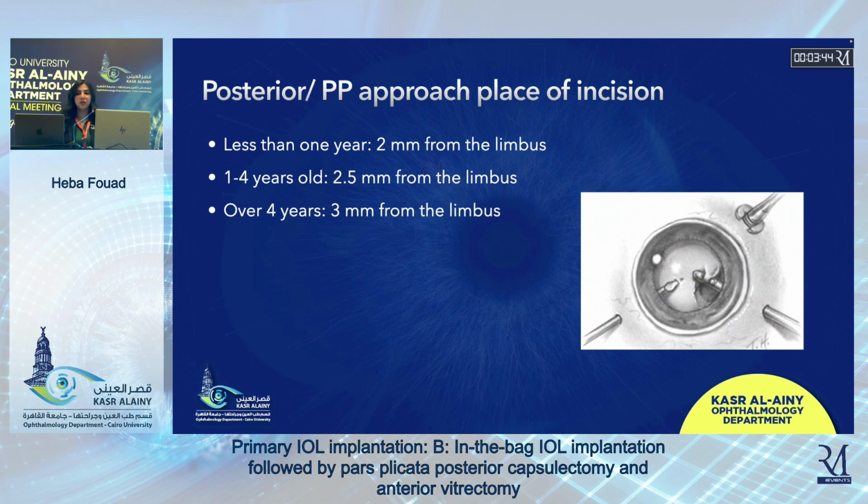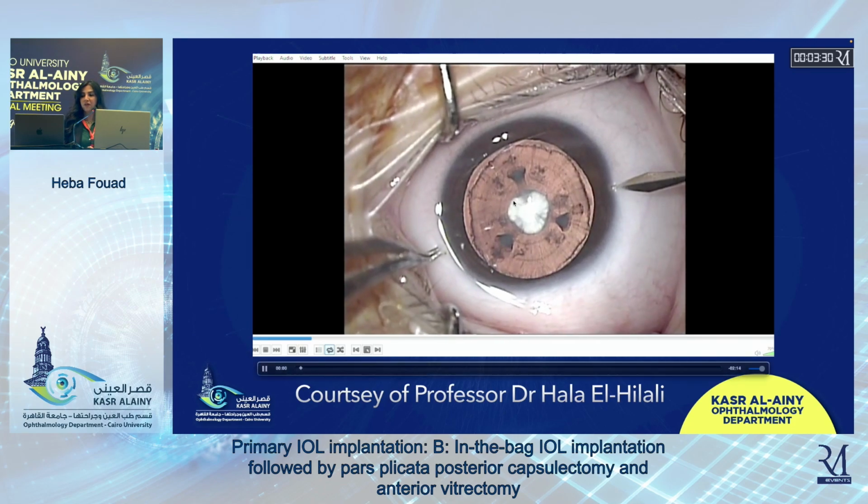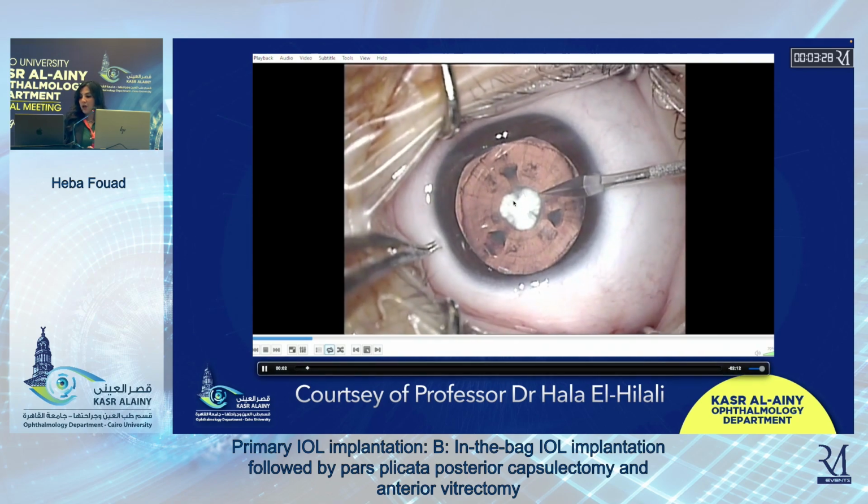So what is the site of incision? In children less than 1 year, it's 2 millimeters from the limbus. In 1 to 4 years, it's 2.5 millimeters from the limbus, and over 4 years, it's 3 millimeters from the limbus. So I would like to thank my dear professor, Dr. Hala Hilali, for sharing this demonstrative video with me.